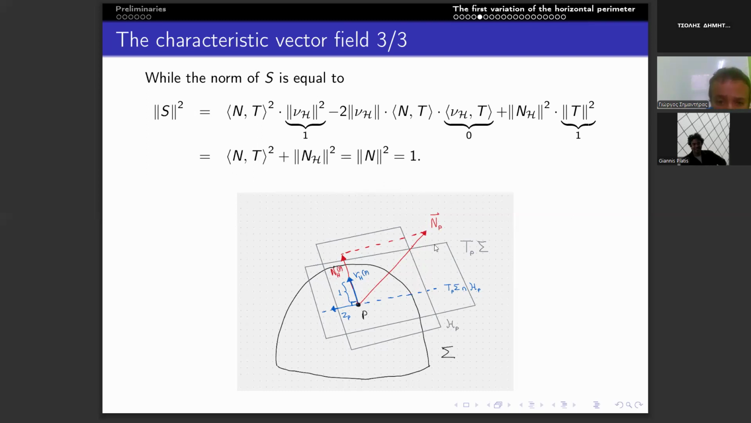In this picture, we have what happens at a non-singular point P. We have the tangent plane T_P sigma at the non-singular point P. Also, this is the normal unit vector N_P applied at the point P. We project the normal unit vector to the horizontal subspace, so we take the vector N_H P, the horizontal normal unit vector, which we rotate, and we take the Z of P. And this line is just the intersection between the two planes, the span of Z_P.